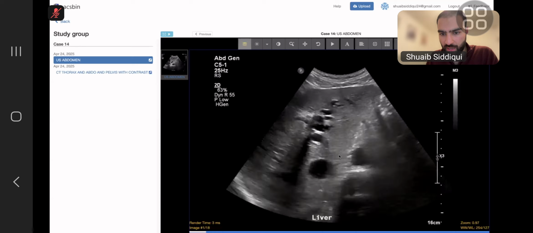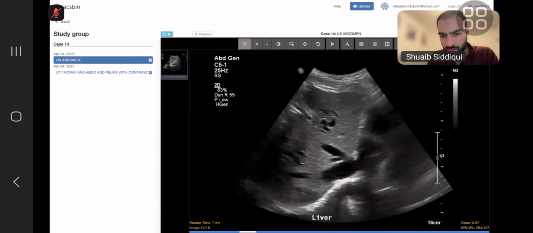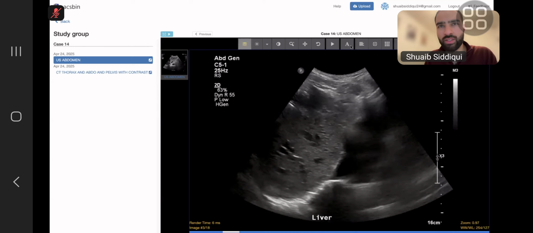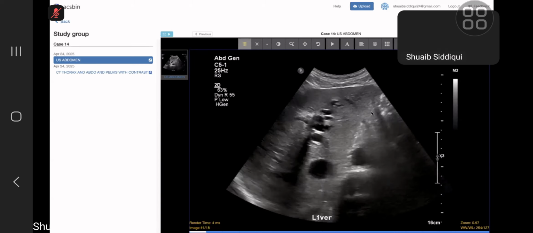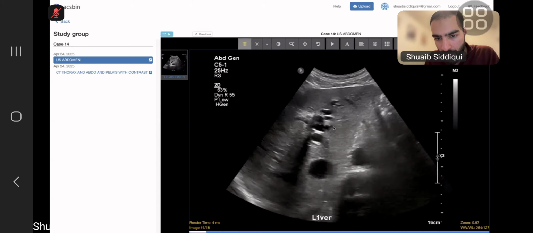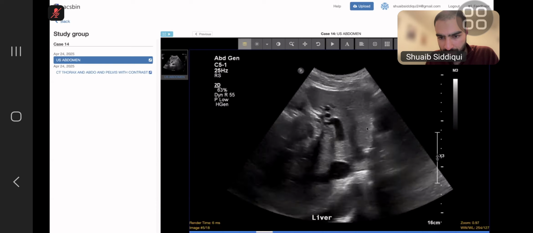So this is an abdominal ultrasound for a patient who presents with vague abdominal pain. So I'll scroll through the images for you. Can you just check? I think, did you request control? Because I think I didn't have a option to scroll. That's fine. Don't worry. So this is the liver.